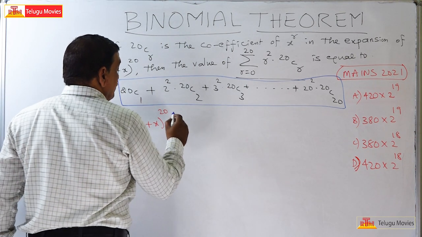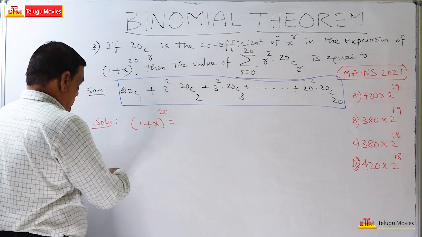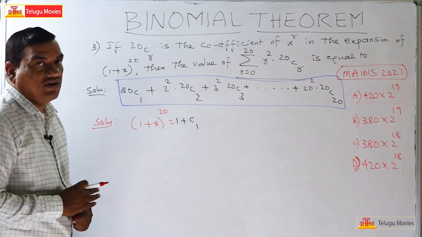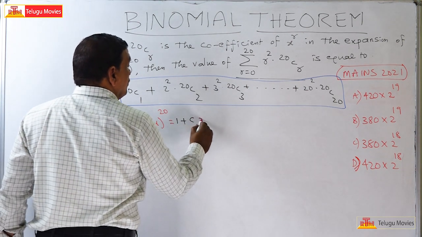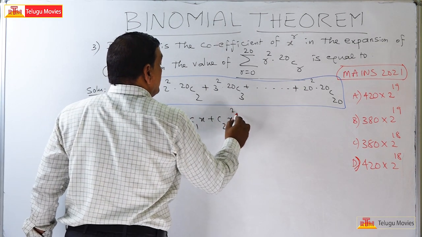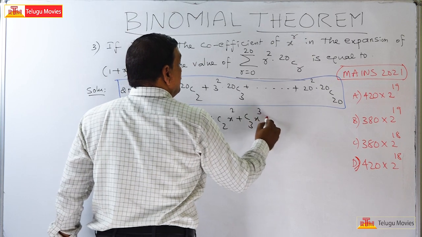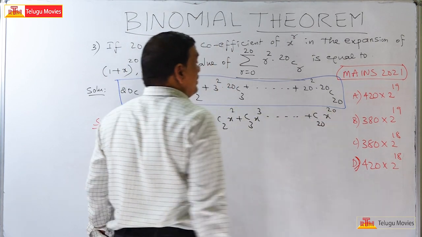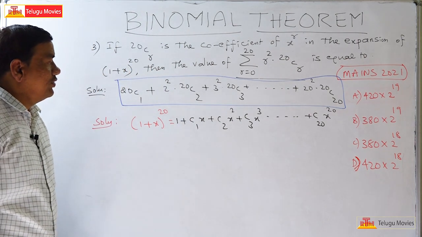So let us do here. The first term is obviously 1, plus C1, I will call it C1, no problem, C1 into x plus C2 into x square plus C3 into x cube, and so on, up to C20 into x to the power of 20.